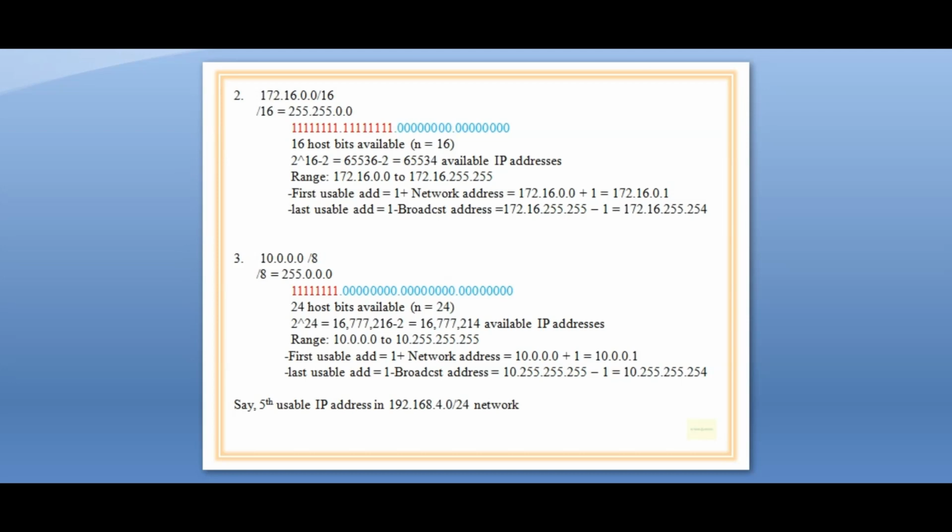I can do this too from the range that we get. Say for 192.168.4.0/24, the first usable IP address would be 192.168.4.1. Then comes 192.168.4.2. The third IP address would be 192.168.4.3. The fourth would be 192.168.4.4. And the fifth would be 192.168.4.5. There it is, our fifth usable IP address.